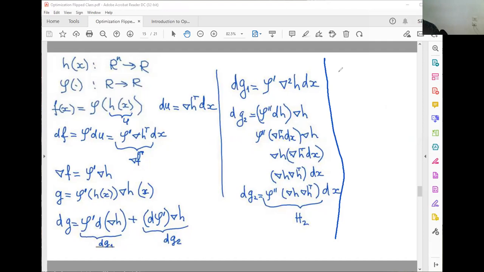If I have a column vector, say my nabla H, are you with me? Yes, go ahead. Multiplied by a row vector. What does this product give us? It gives a matrix, because it's called the outer product of two vectors. I think it answered your question, yes?